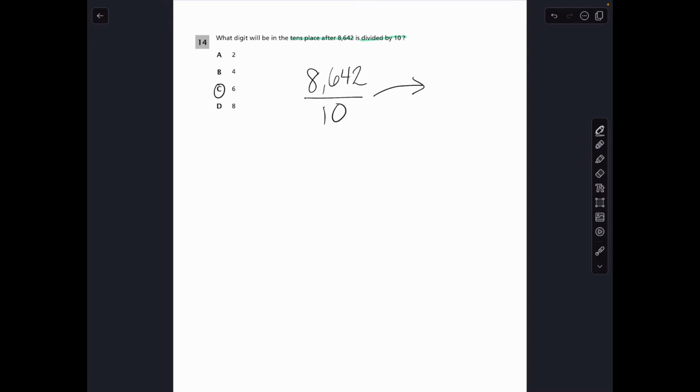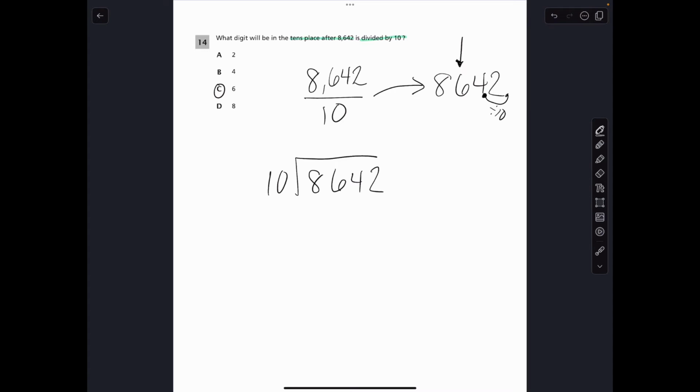Some kids are just going to say, well, I just take my number and I just move my decimal one place to divide by 10. So you can do that and now just say, oh, there we go. My 6 is in this place. That's one way to do it. If you get really stuck, then you could also just divide by 10 if you really needed to do this part. That's okay. Sometimes we are where we are.